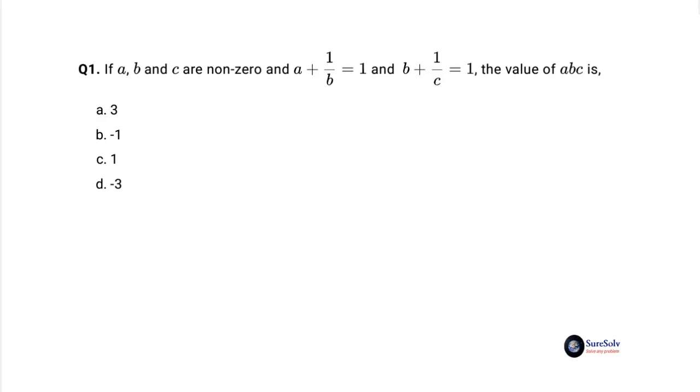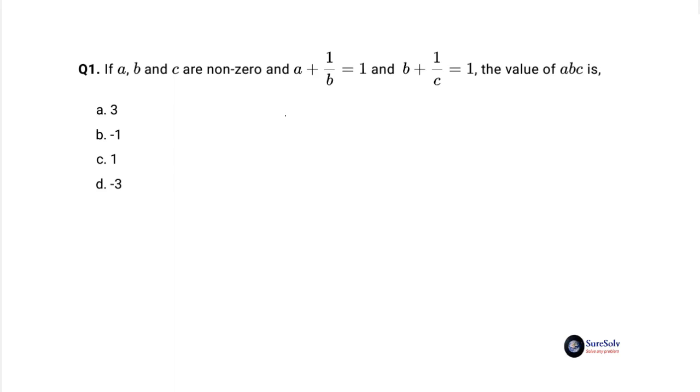This is a simple question. Question 1 is, if a, b and c are non-zero and a plus 1 by b equal to 1 and b plus 1 by c equal to 1, the value of ABC is option A 3, option B minus 1, option C 1 and option D minus 3. Our first job is to straighten out the given expressions. That is, eliminate the inverses.